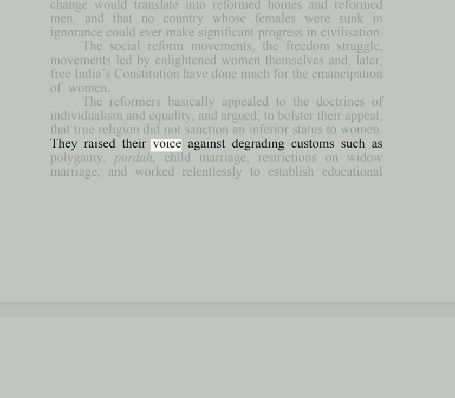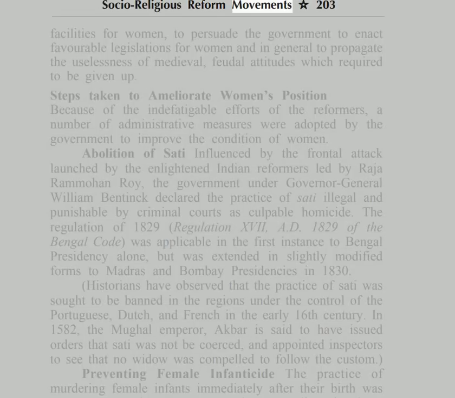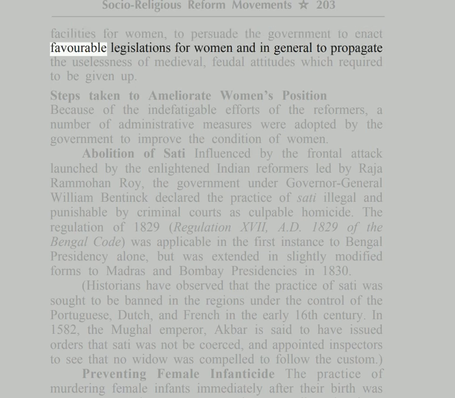They raised their voice against degrading customs such as polygamy, parda, child marriage, restrictions on widow marriage, and worked relentlessly to establish educational and socio-religious reform movements and facilities for women, to persuade the government to enact favorable legislations for women, and in general to propagate the uselessness of medieval, feudal attitudes which required to be given up. Steps taken to ameliorate women's position.